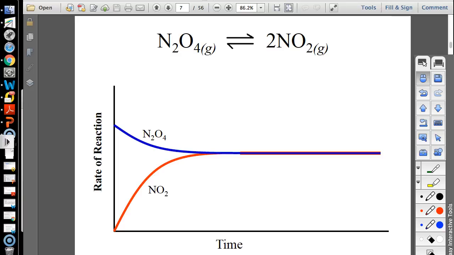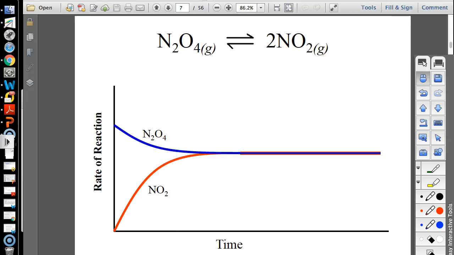If I had billions of particles, it would look like nothing was happening. But at an atomic level, they are rearranging, but it's staying the same as far as what we see. That forward and reverse rate are the same.